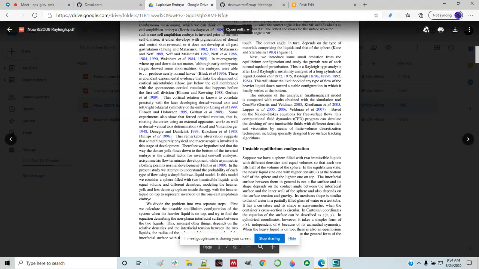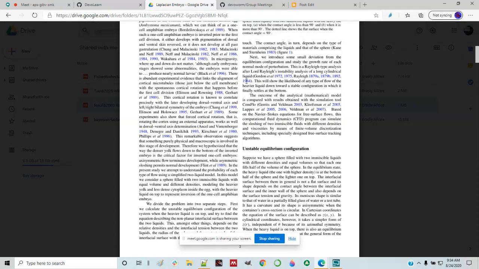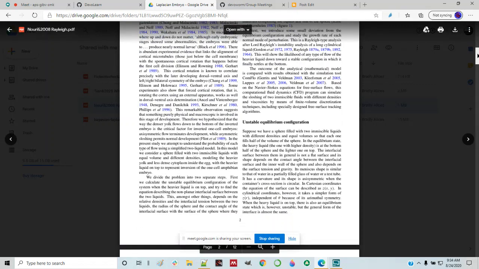This is a Rayleigh type analysis after Lord Rayleigh's instability analysis of a long cylindrical liquid. This will show the likelihood of any type of flow of the heavier liquid down towards a stable configuration in which it finally settles at the bottom. So that's what they're doing with this.